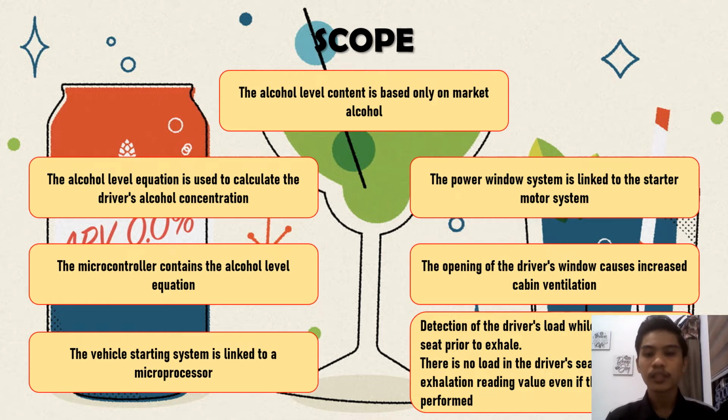Vehicle starting system, power window opening the driver window causes increased cabin ventilation, detection of the driver load on the driver seat prior to exhale.